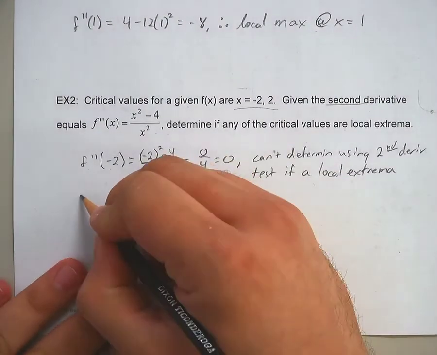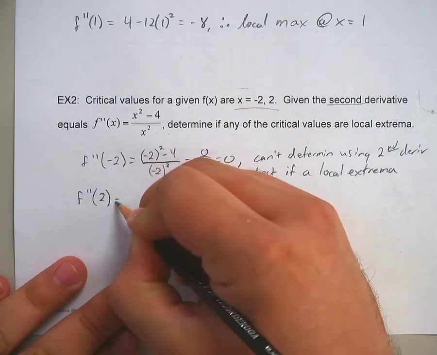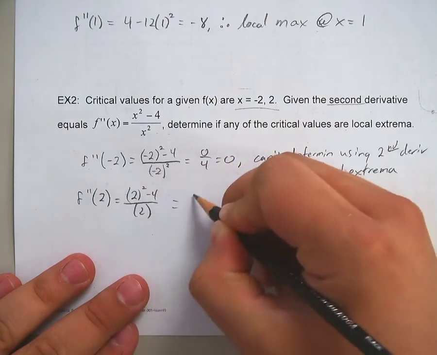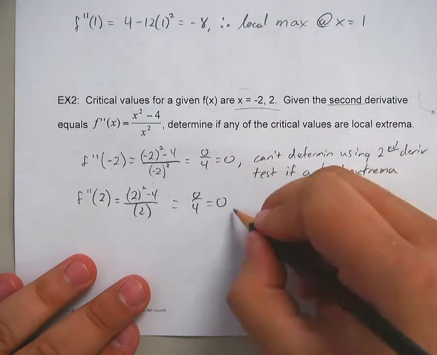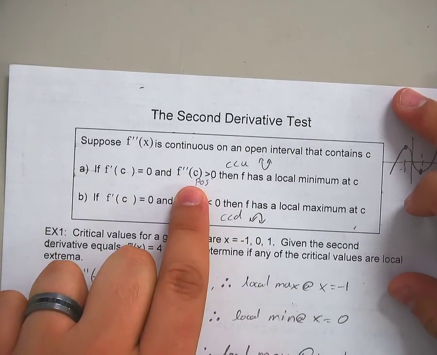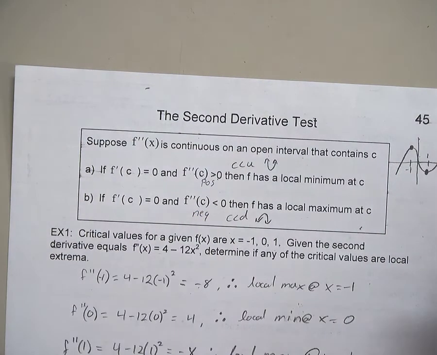Now that's only one of them. We've only tested -2. So now let's test +2 very quickly. 2 squared minus 4 over 2, and again you get 0 over 4, which is 0. So again, you cannot use the second derivative test here. To use the second derivative test, it has to come up being either positive or negative. That's all the second derivative test does. It's like the first derivative test will tell you if it's increasing or decreasing by looking at the sign. The second derivative test tells you whether it's concave up or concave down by looking at the sign.